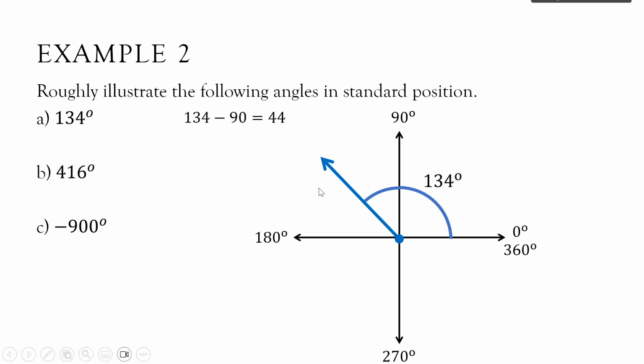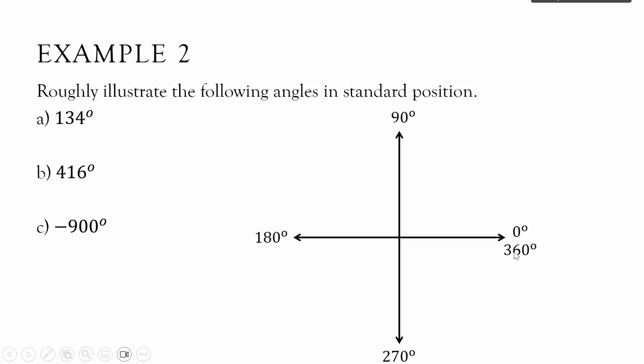Now let's deal with a much bigger number. Let's say I want part B, 416 degrees. How might I illustrate that? I'm going to clear my screen. As per usual, I'm going to start in standard position. The first thing I'm noticing is that it's definitely bigger. 416 is bigger than 90. It's bigger than 180. It's bigger than 270.